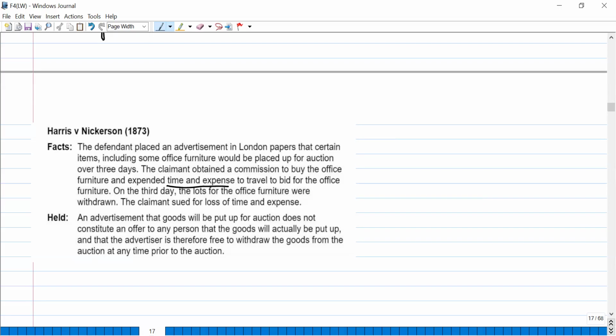So the person who has put up an advertisement could withdraw the goods from an auction at any time prior to the auction, because it is not an offer. So he could withdraw the goods before auction anytime. For example, if the auction is started, then he cannot do that. But before the auction, he can withdraw the goods. Why? Because the advertisement for an auction is not an offer.